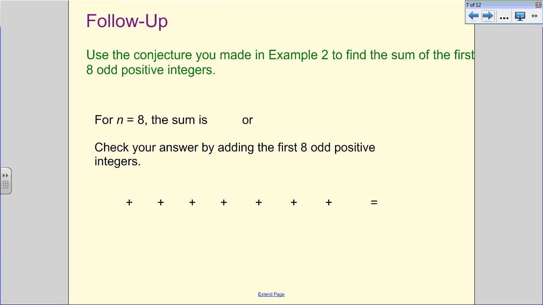All right, so the follow-up to it. This is going to be one that we check in class, but you're going to use that conjecture you made, that if n is equal to 8, what the sum should be, and then you're going to check that. So this is going to be one of those that I would call a check in class problem. I'm expecting you guys to do that one on your own. So you can pause the video or go back to it when you get done watching.